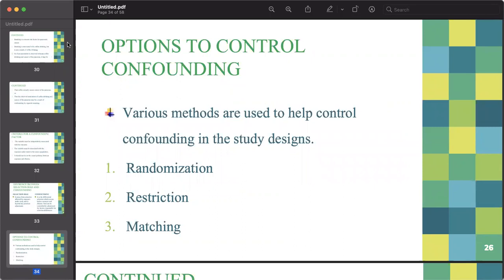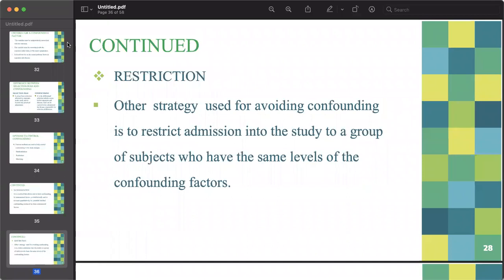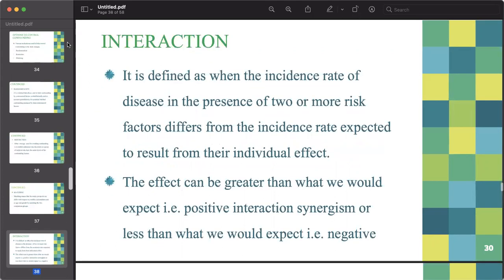Various methods are used to help control confounding in study designs: randomization, restriction, and matching. Randomization is a method that allows one to limit confounding by unmeasured factors probabilistically and to account quantitatively for potential residual confounding produced by these unmeasured factors. Restriction: another strategy for avoiding confounding is to restrict admission into the study to a group of subjects who have the same levels of confounding factors. Matching ensures that the study groups do not differ with respect to possible confounders such as age and gender by matching the two comparison groups.